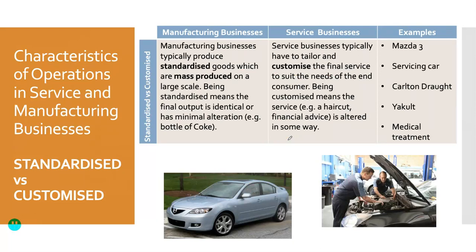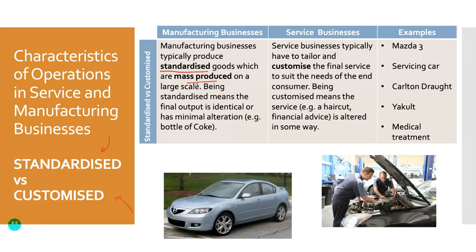Now, another key difference is that manufacturers are more likely to produce goods that are standardized, so the same, whereas services are likely to be more customized. Manufacturing businesses, as we have mentioned, produce standardized goods, which are mass-produced on a large scale by machines. This means that the final output is identical and the customer has very limited abilities to have customization. And even if they pretend that there is some customization, like you can pick some features in a car, you don't have overall control. You might be given a menu of things that you can tweak.